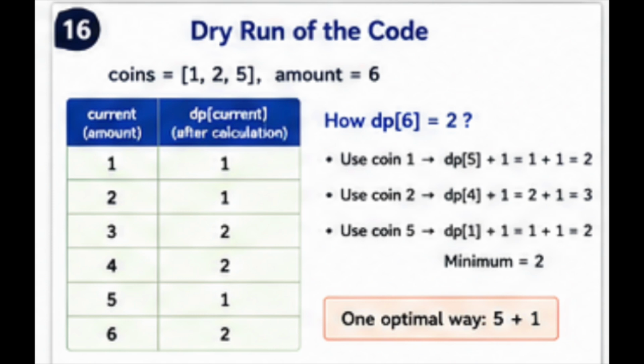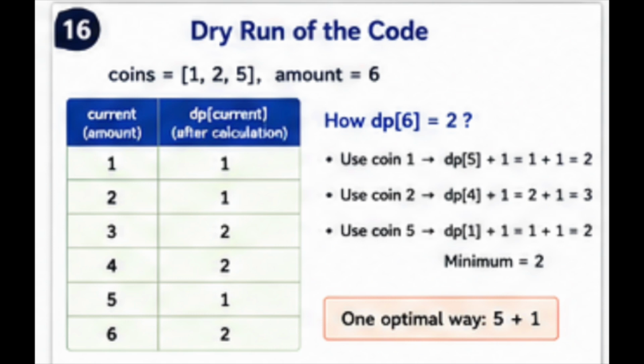Let's now do a quick dry run of our code. Our input is coins 1, 2 and 5 and our target amount is 6. We start with dp of 0 equal to 0 because we need 0 coins to make amount 0. Then we calculate each amount one by one. For amount 1, we can use 1 coin of value 1. So dp of 1 is 1. For amount 2, we can directly use the coin of value 2. So dp of 2 is again 1. For amount 3, the best option is 2 plus 1. So dp of 3 is equal to 2.